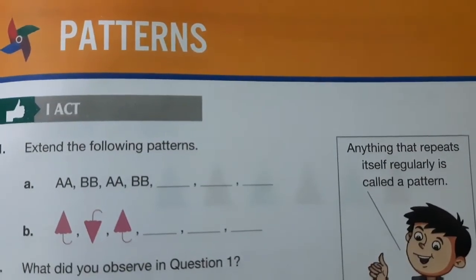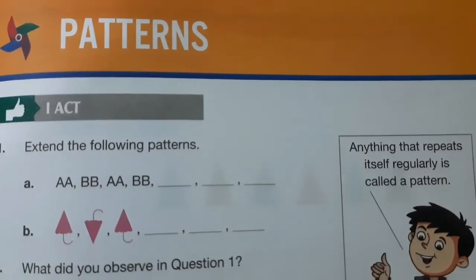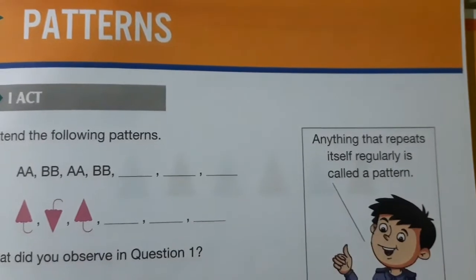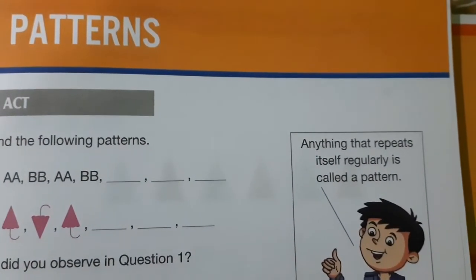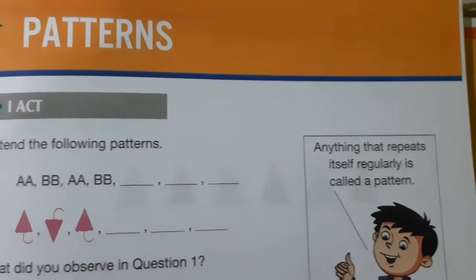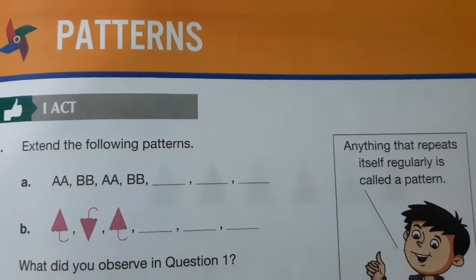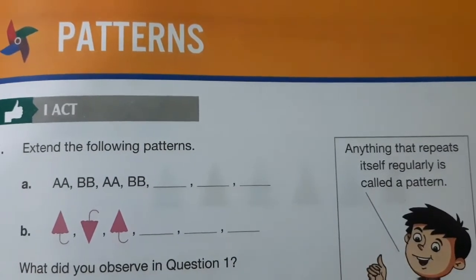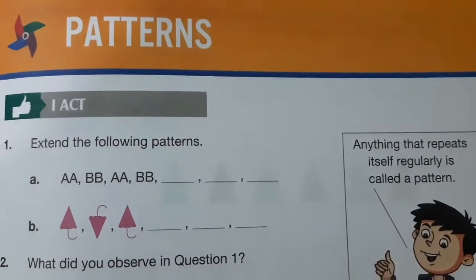In evaluation 3, we have learnt the pattern lesson. In that, we have learnt about the definition of the pattern. Anything that repeats itself regularly is called a pattern. Either it will be a number, an alphabet, or a shape. Now let's see the different types of patterns.